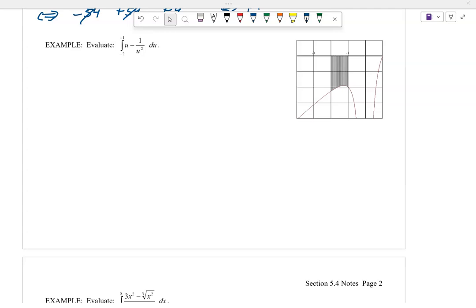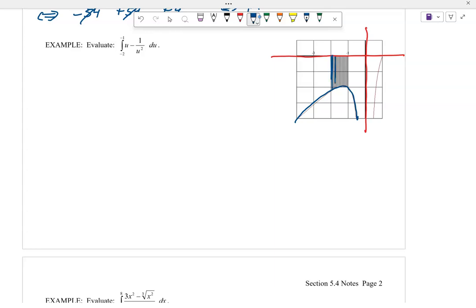All right. Here we've got the function u minus 1 over u squared. You can see it's graphed there from negative 2 to negative 1. Now notice this is below the x-axis, right? Here's our x-axis, there's our y-axis, this is below it. Here's our function here, right?